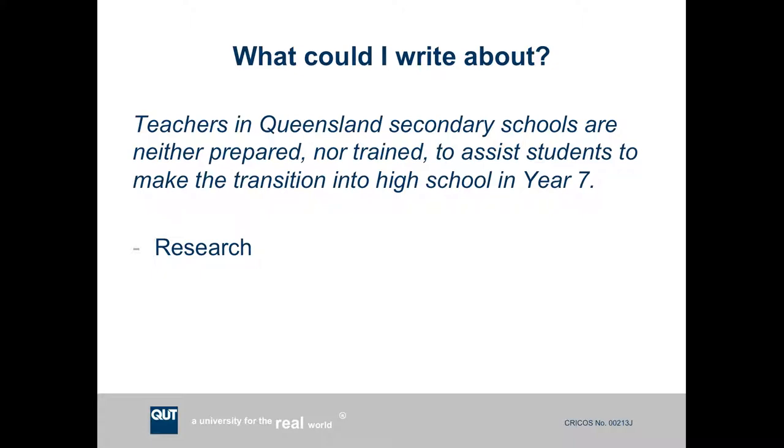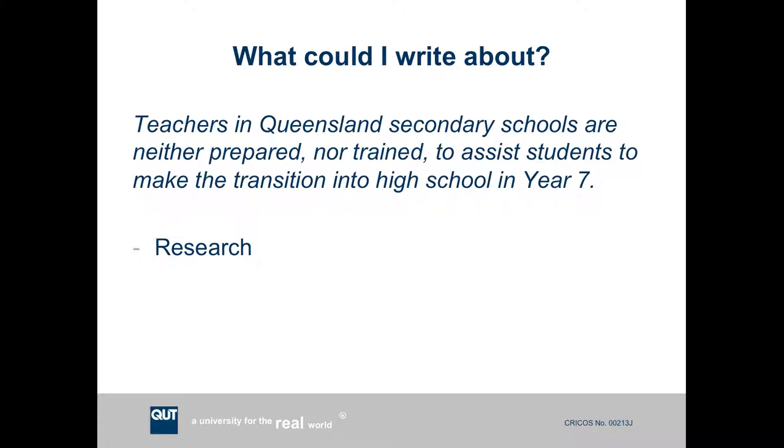Your first step is going to be to go away and do some research into this. So you're going to look at why Year 7 was put into high school in Queensland. If you're an external student or not in Queensland or not in Australia, this statement might seem a little bit peculiar. The context for this statement is that in Queensland, until 2015, high school was years 8 to 12 in most schools.